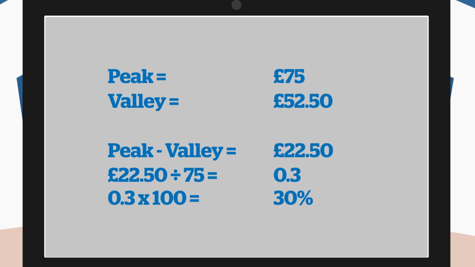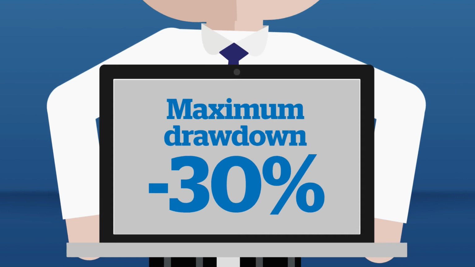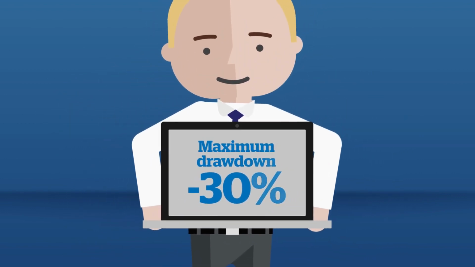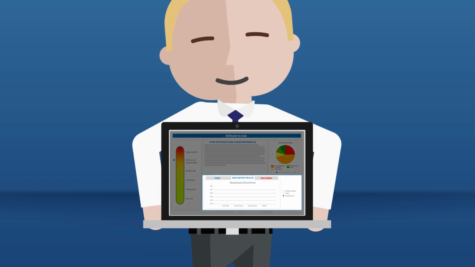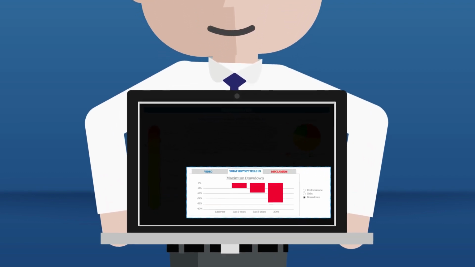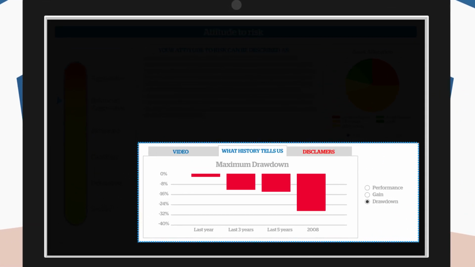We use a little maths to convert the difference into a percentage and help us to compare the riskiness of different investments. In this example, your maximum drawdown or worst case scenario is 30%. Okay, to help clarify what this might really mean, let's look at what history tells us. Here, we backtested the returns for a similar investment to your risk profile to see what might have happened over the last 1, 3, and 5 years.